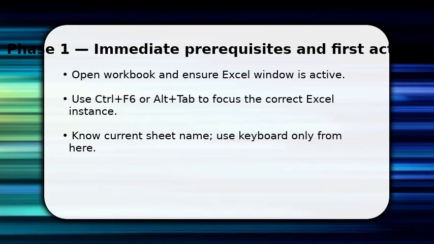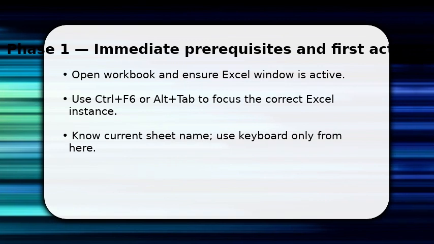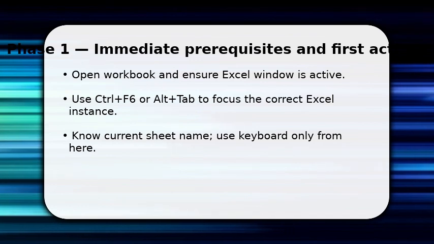You start by making sure Excel is the active app because every keystroke must reach it. Once active, confirm you have keyboard access to the workbook. Use Ctrl plus F6 to cycle windows or Alt plus Tab if needed. Make sure scroll lock isn't interfering with arrow behavior and note the visible sheet tab names.